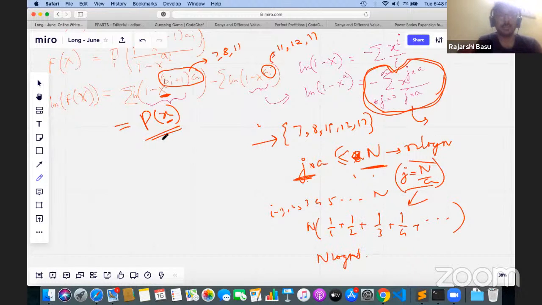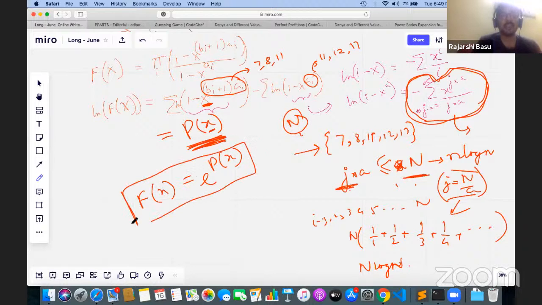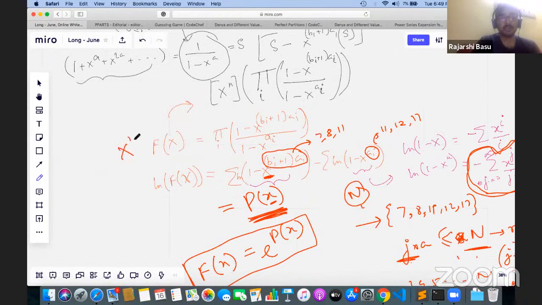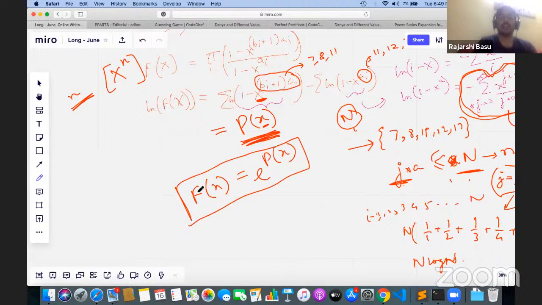So you need n log n time to compute this p of x, and then you can do e to the power p of x in n log n, provided that you are only taking care of the first n powers of x, and then you can get f of x. This is f of x. F of x is essentially what you wanted, right? The coefficient of x to the power n in f of x is your answer for n. When you get f of x, you get the coefficient of all such x to the power n, so you get the answer for all the values.